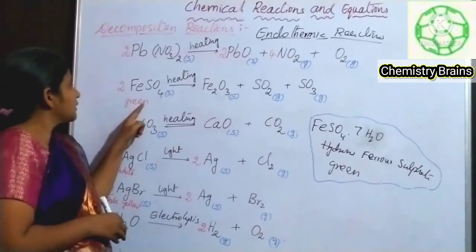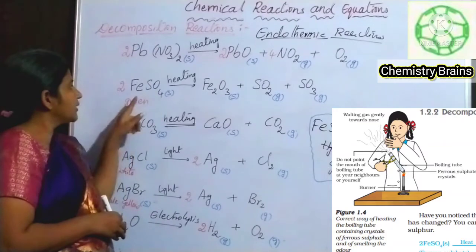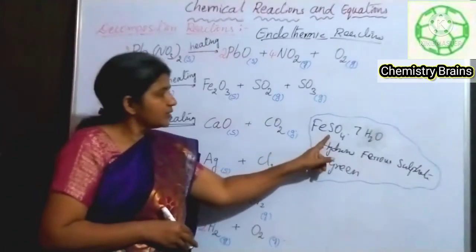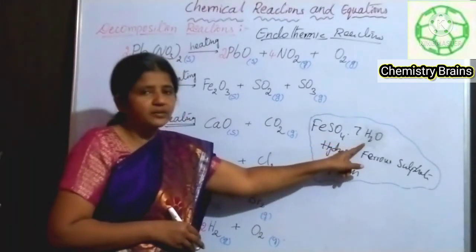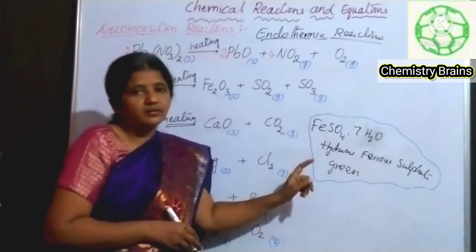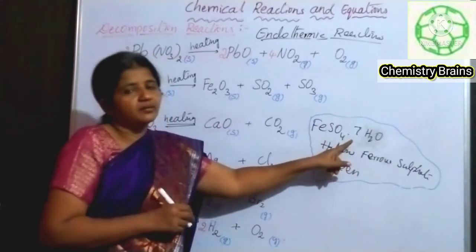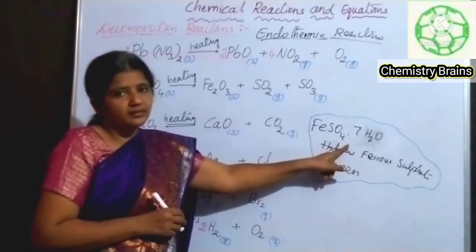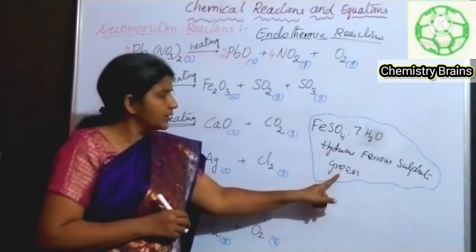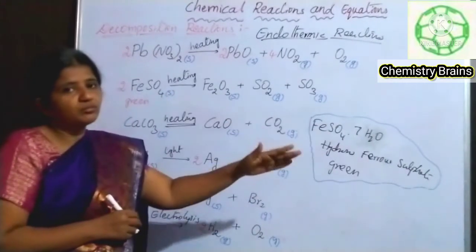Next, look at ferrous sulfate. Ferrous sulfate is green in color. Its formula is FeSO4.7H2O, which is said to be hydrous ferrous sulfate. Hydrous ferrous sulfate has 7 molecules of water in its crystals. On heating this, what will happen? The green color of hydrous ferrous sulfate will disappear and change into white color.